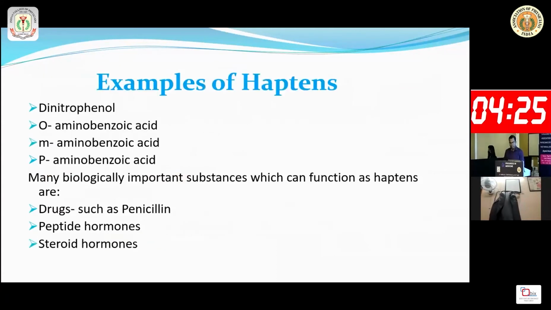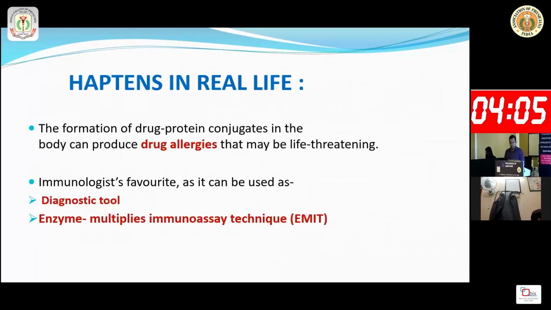Now, coming to some examples of haptens: dinitrophenol, ortho-aminobenzoic acid, meta-aminobenzoic acid, and para-aminobenzoic acid can act as haptens. Many biologically important substances which can function as haptens are drugs such as penicillin, peptide hormones, and occasionally steroid hormones. What are the applications of haptens in real life? The formation of drug protein conjugates in the body can produce drug allergies that can be life-threatening. Immunologists favor it as it can be used as a diagnostic tool and in enzyme multiplied immunoassay technique.